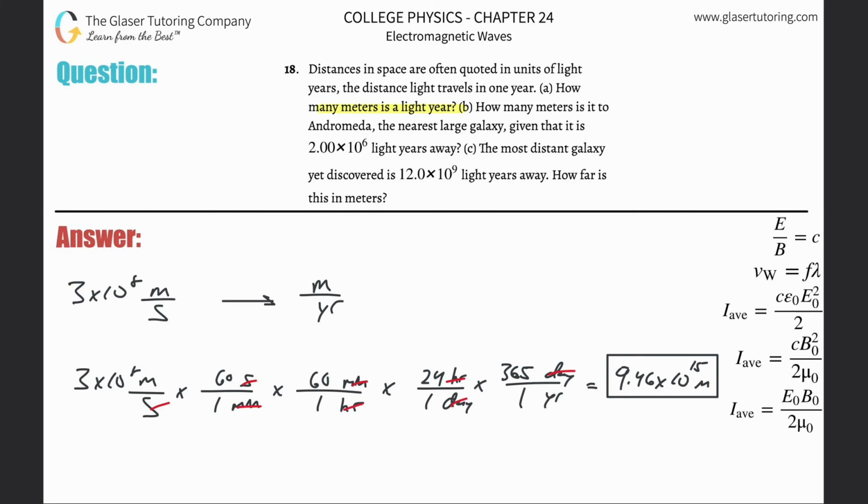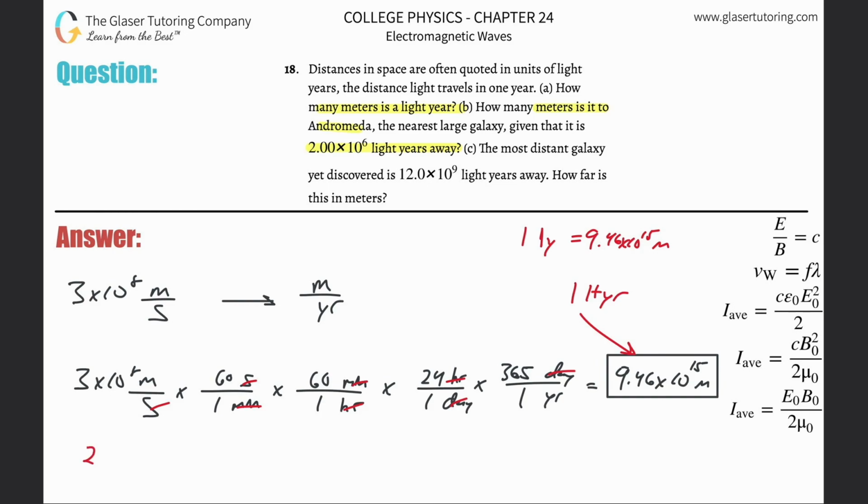So letter B. How many meters is it to Andromeda, the nearest large galaxy, given that it is 2 times 10 to the 6 light years away? Well, you can create your own little conversion. 1 light year, LY, is equal to 9.46 times 10 to the 15th meters. So you can create a simple proportion, or do a simple conversion.